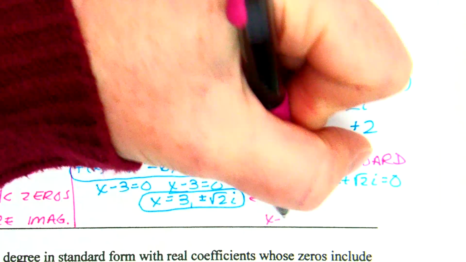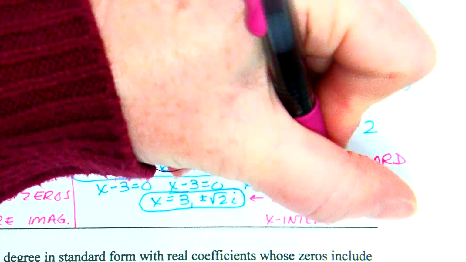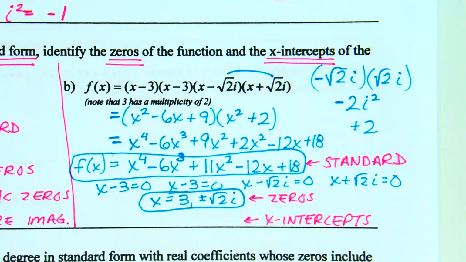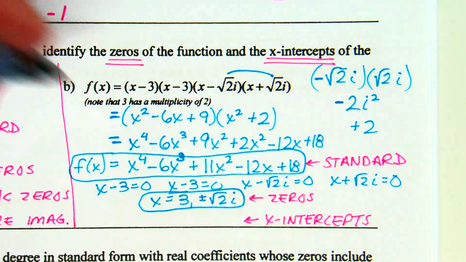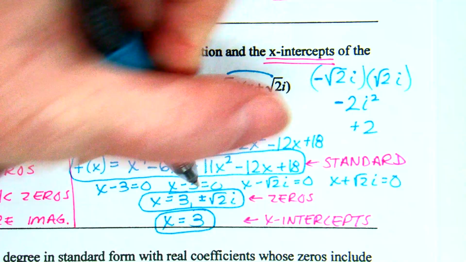Last part is x-intercepts. What are you thinking about x-intercepts? 3, because it is a real number. Okay, plus or minus square root of 2i. It's an i. You're not going to be able to see it. So the x-intercept is just 3.